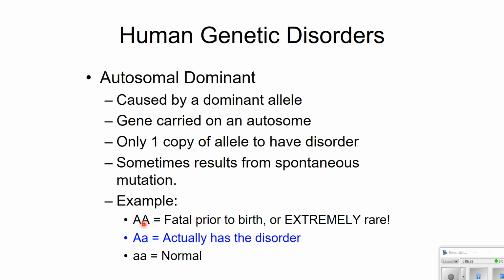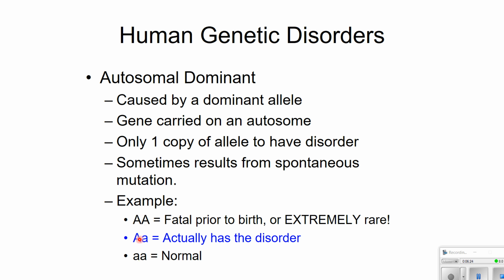So that's just not going to happen very often. It's going to be extremely rare. And typically for autosomal dominant traits, homozygous dominant is usually fatal before birth. So if we're talking about a child that has been born, a child that has survived into its toddler years or childhood or early adulthood, there's no way that person could be homozygous dominant.